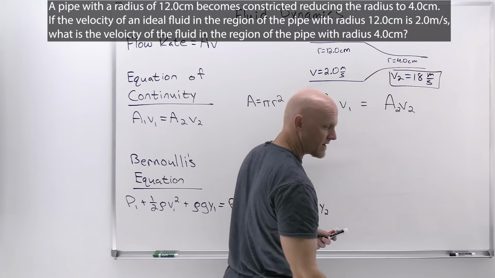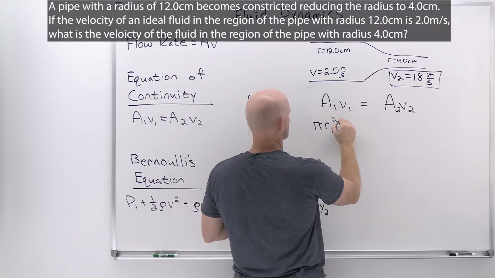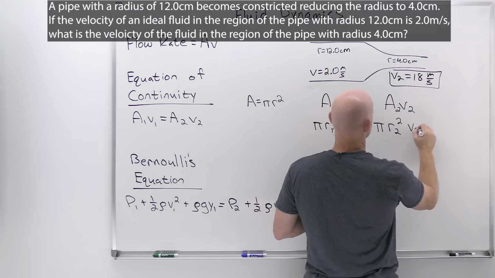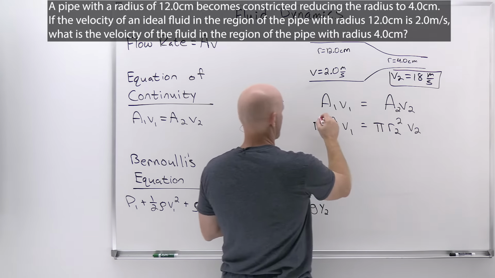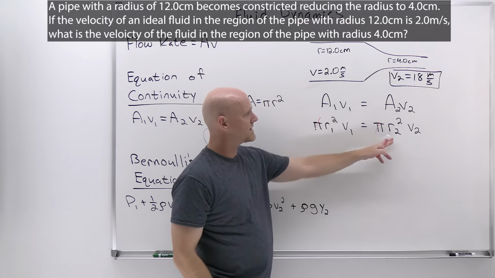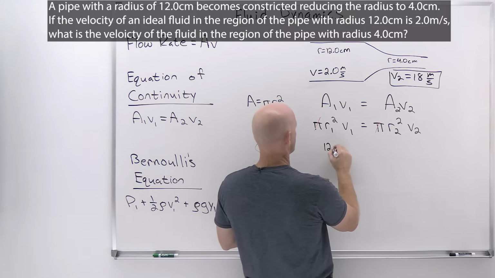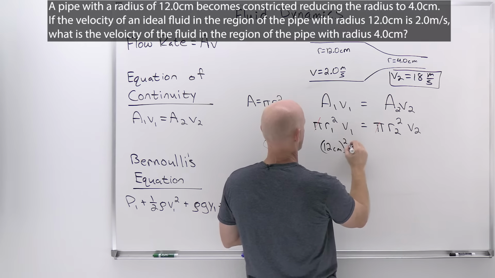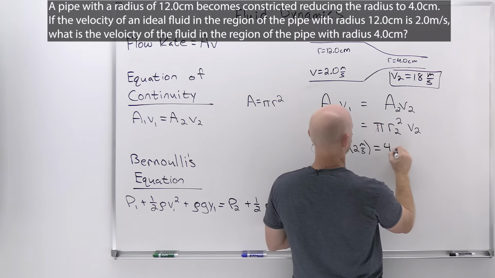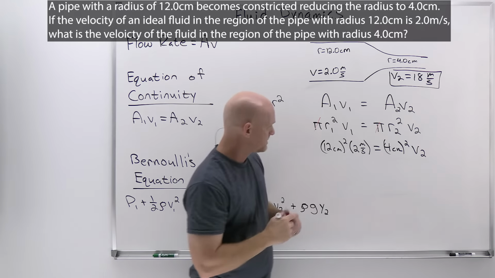So we can substitute pi r squared in for the area on both sides. And so you'll have pi r1 squared times v1 equals pi r2 squared times v2. The pi's are going to cancel. And now we can plug those radii in. We don't have to convert them into SI units. The units are going to cancel as long as we use the same units on both sides. And so we're going to have 12 centimeters squared times 2 meters per second equals 4 centimeters squared times V2.